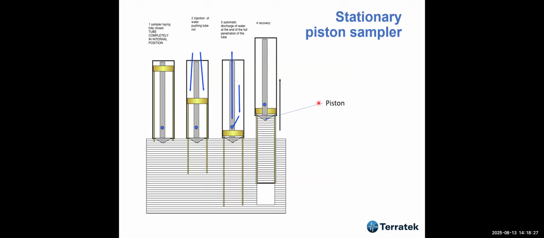But this is much better. If you have a large diameter stationary piston sampler, the piston remains in place, okay? That's the advantage. You push the sampler, but the piston remains in place. And what happens when you pull it out? The piston provides vacuum on the top of the sample, so the sample remains in the sampler.